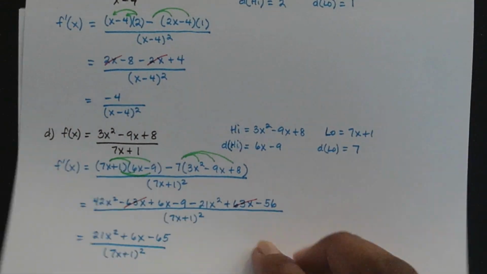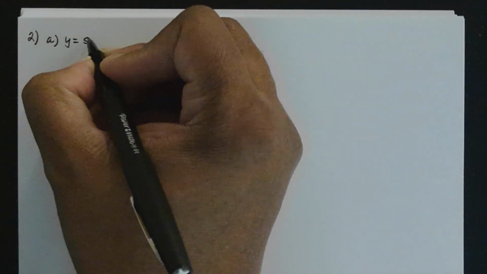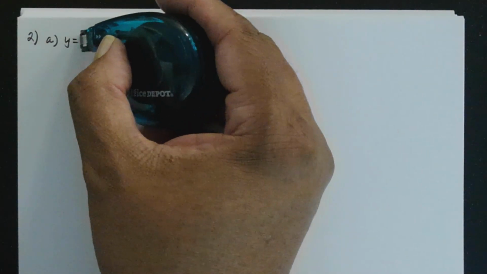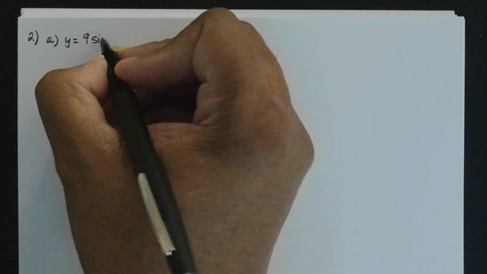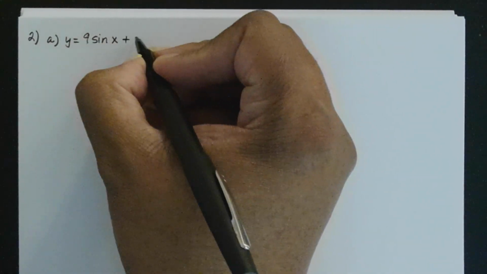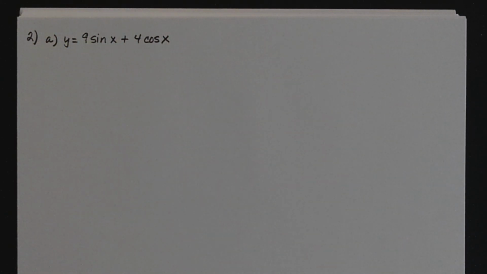Okay, number 2. There are some trig functions that we talked about, and we're going to find the derivative of each of those trigonometric functions. So problem 2, part A. Here we have y is equal to 9 times the sine of x plus 4 cosine of x, and I want to find its derivative.